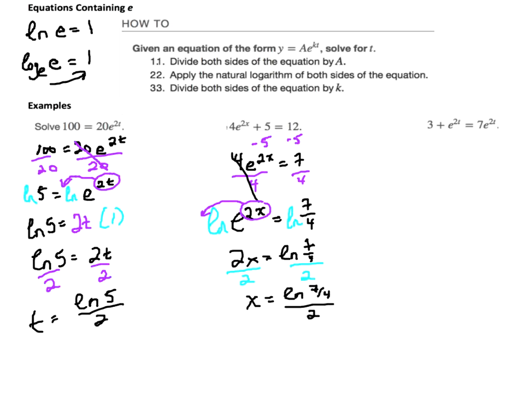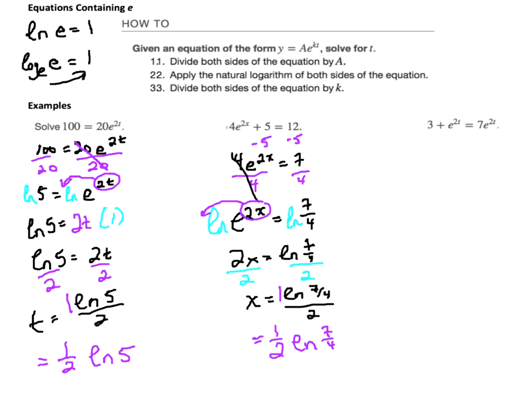Actually, these last two answers, you're not going to see them written this way in WebAssign. We know that there's an understood 1 being multiplied by both of these ln's. So they're actually going to write these answers as 1/2 times the ln of 5, and this one's going to be 1/2 times the ln of 7/4. Just be aware that there can be different forms and ways to write these values.